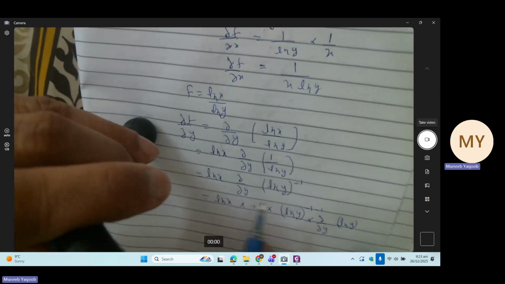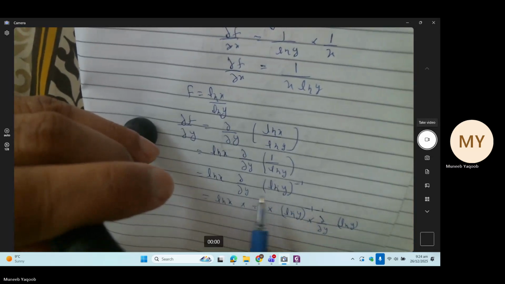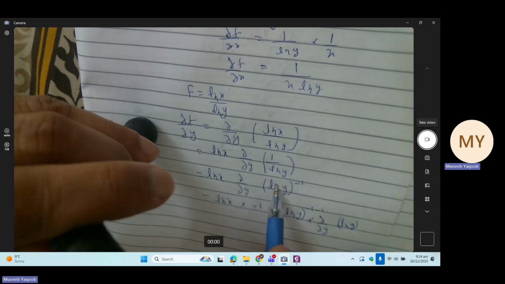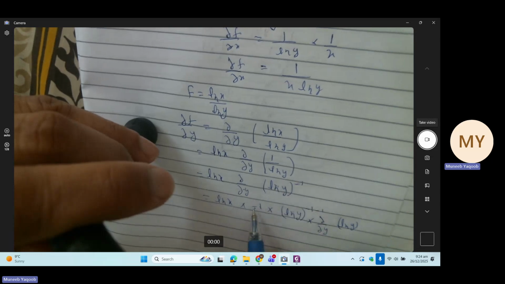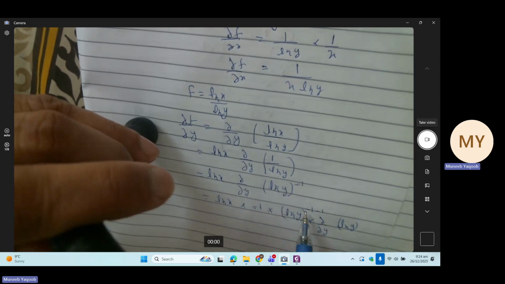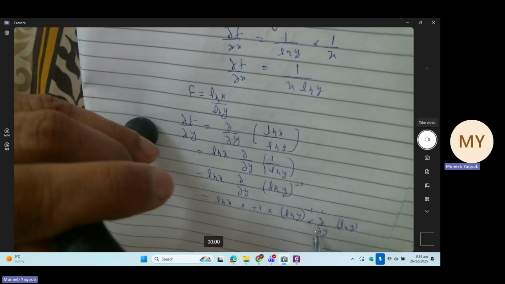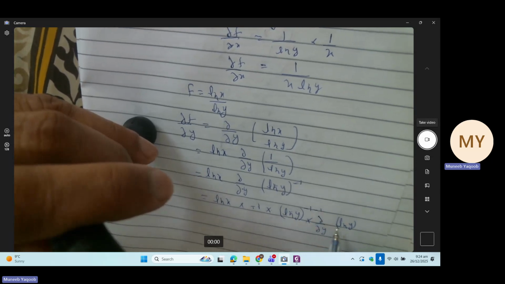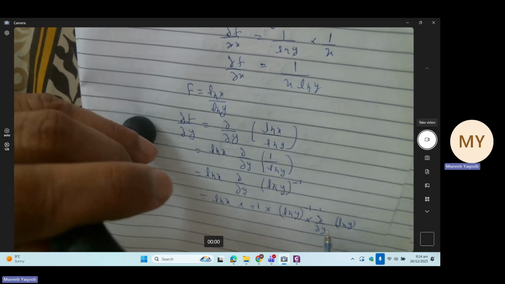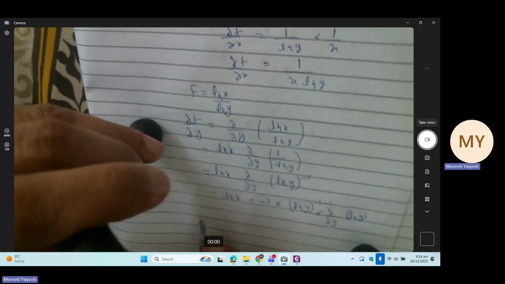We can again revise this thing. Derivative of y power minus 1 is minus 1 times y power minus 1 minus 1. But since it is not a simple y, rather it is ln of y, we are to multiply with its derivative. That is the derivative of ln of y.